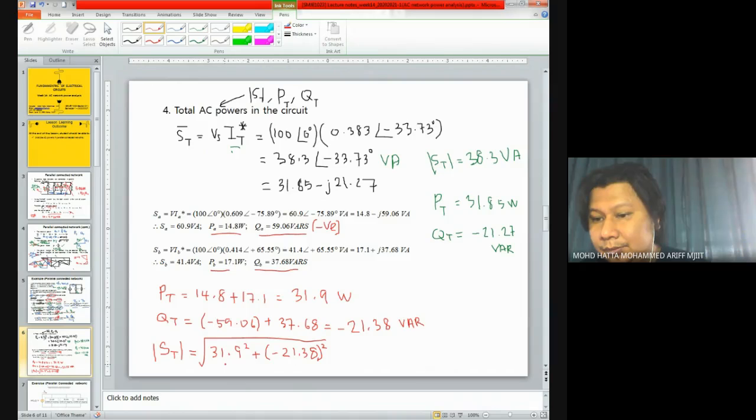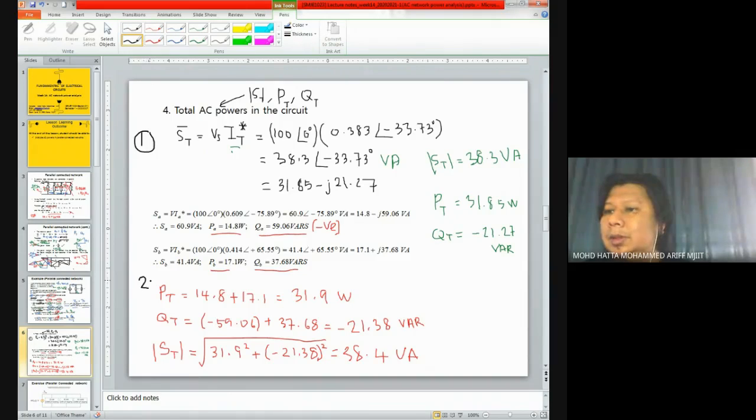Yeah, delete this one. Okay. This is the answer, and the square root of the answer is 38.4 VA. Let's say this is my first option.